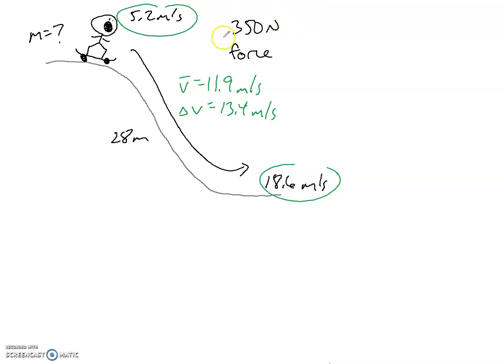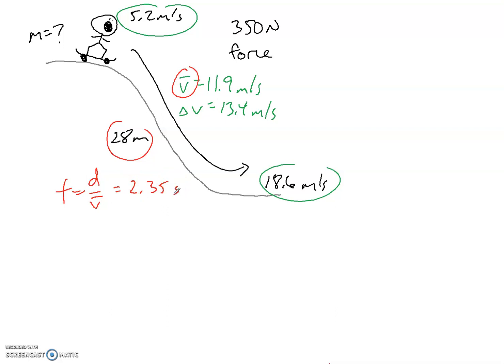And speaking of momentum, I do have something I can find with this. I do have the force here, and I could find impulse if I only had the time, but I don't have the time. We'll see if I can find time. I do have a distance here as well as my average v, and with distance and average v, we can go back to the basic formula, time is distance over average v, and we can calculate how long it takes to go down the hill. So if we do that, 28 divided by the 11.9, we can find that it takes about 2.35 seconds to get down the hill.